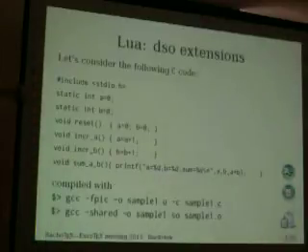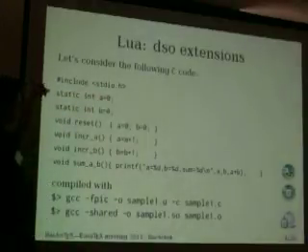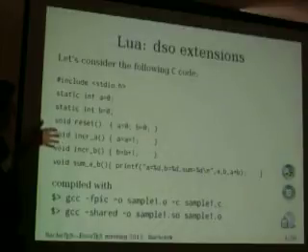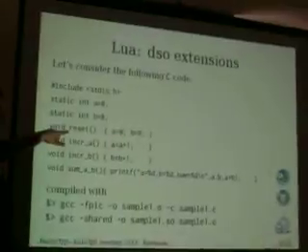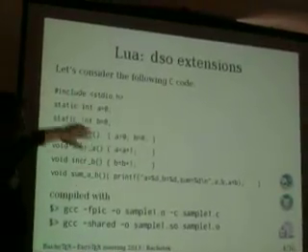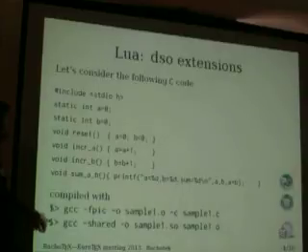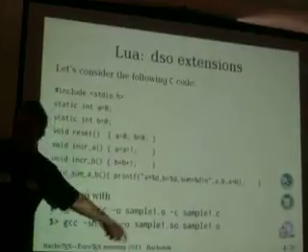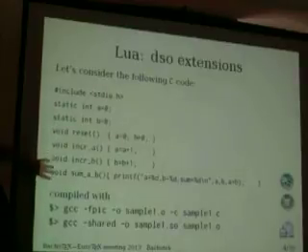Let's see, for example, this simple C code. There are a couple of functions that add some numbers, and a reset function. This is quite plain C code that you can compile with this instruction. This is the shared object, the library. And these are the functions that our library exports.